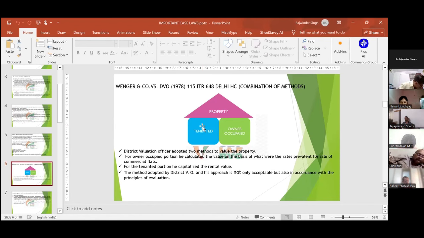So what this case says is that if a property has a certain portion occupied by the owner and a certain portion given on rent, then for the owner occupied portion, you have to calculate the value on the basis of prevalent market rates. And for the tenanted portion, you have to do its value on the basis of the income approach, means capitalization of rental income. So both methods have to be adopted in case the property is tenanted as well as owner occupied.